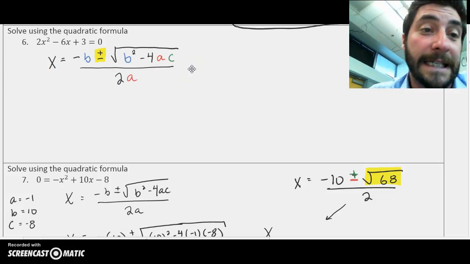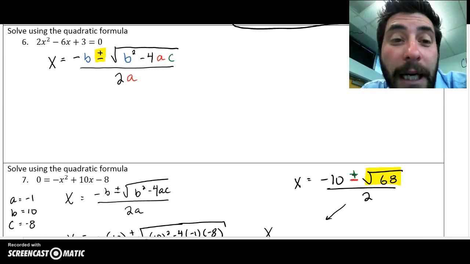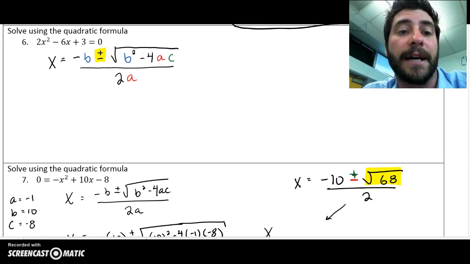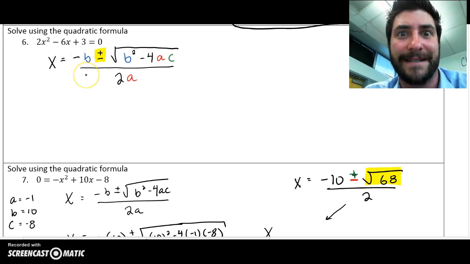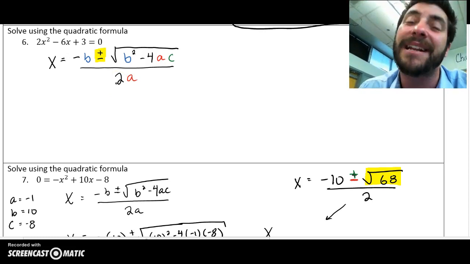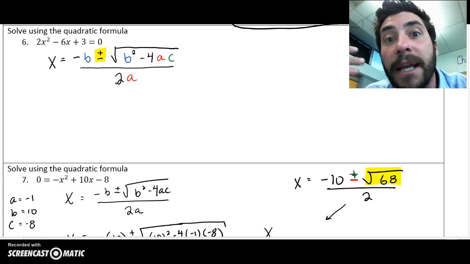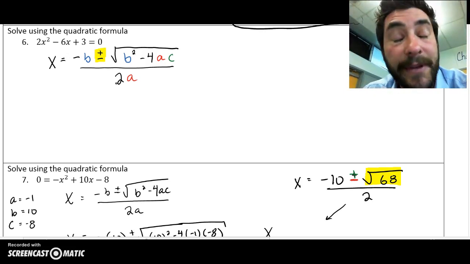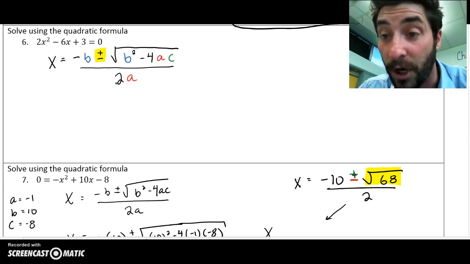It looks pretty intense. You know, not gonna lie. A lot of b's and a's and c's there, some square roots, a plus and a minus, like a fraction and stuff. Really not that bad. You just gotta take your time, take it slow. Don't get hasty. Don't try to skip steps. There's also a nice little song.